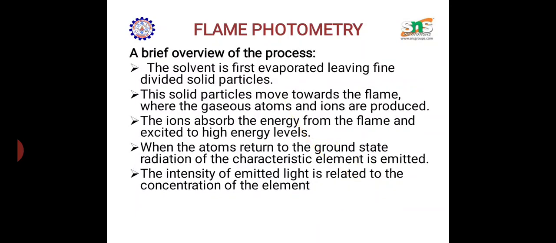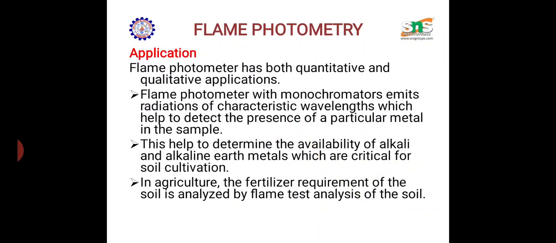First the solvent gets evaporated, leaving finely divided solid particles. The solid particles move towards the flame, become gaseous, and ions are produced. The ion absorbs the energy from the flame and goes to an excited state. Then the atom comes back to the ground state with the emission of characteristic radiation at a particular wavelength. The intensity of the emitted wavelength is directly related to the concentration, so it is measured by the photodetector.